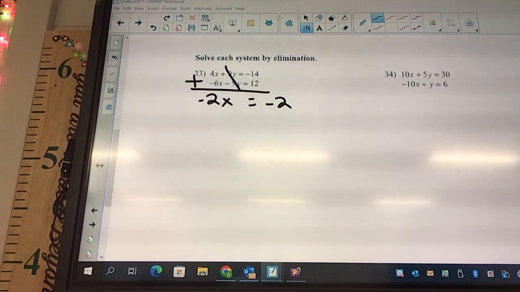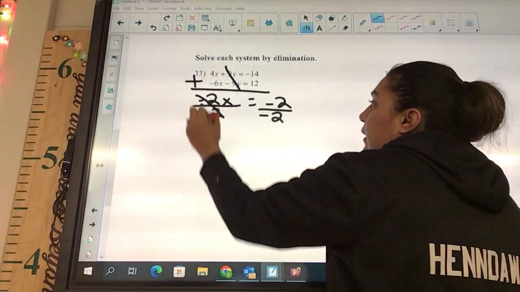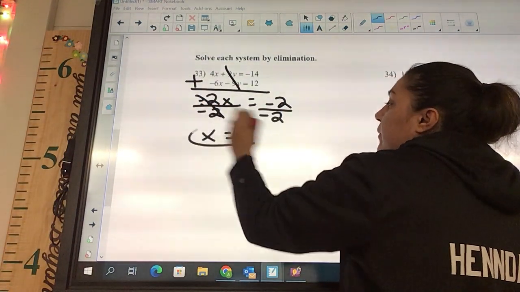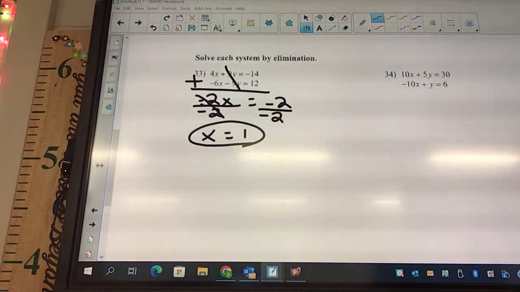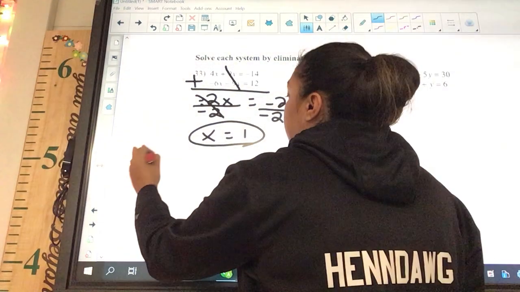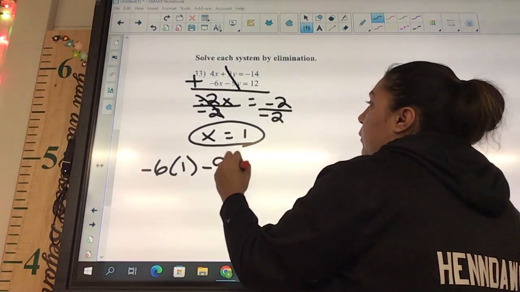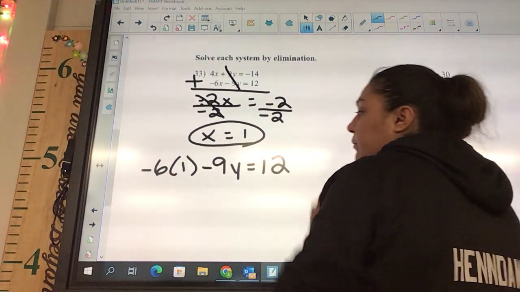Okay, and then look at that equation. What do I need to do next? Divide by negative 2. So I'm going to get x equals 1. Okay, and then pick an equation and plug it back into. Which one do you want to use, top or bottom? Bottom. Okay, so I'm going to get negative 6. Wherever there's an x, I'm putting a 1, minus 9y equals 12.